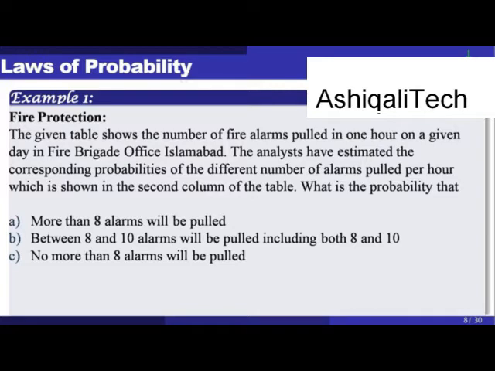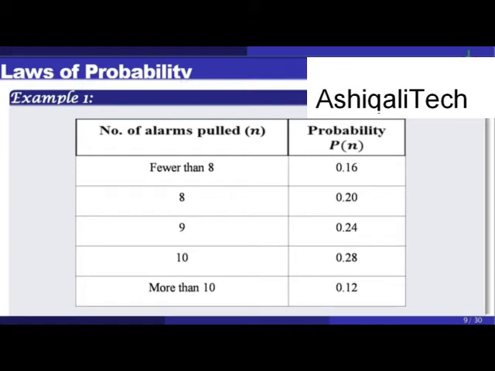Dear students, look at the table where the number of alarms pulled is denoted by N and the corresponding probability is denoted by P(n). For example, fewer than 8 alarms will be pulled, the probability is 0.16. Exactly 8 alarms will be pulled, probability will be 0.20. Exactly 9 alarms will be pulled, the probability will be 0.24. Exactly 10 alarms will be pulled, the probability will be 0.28. More than 10 alarms will be pulled, the probability is 0.12.